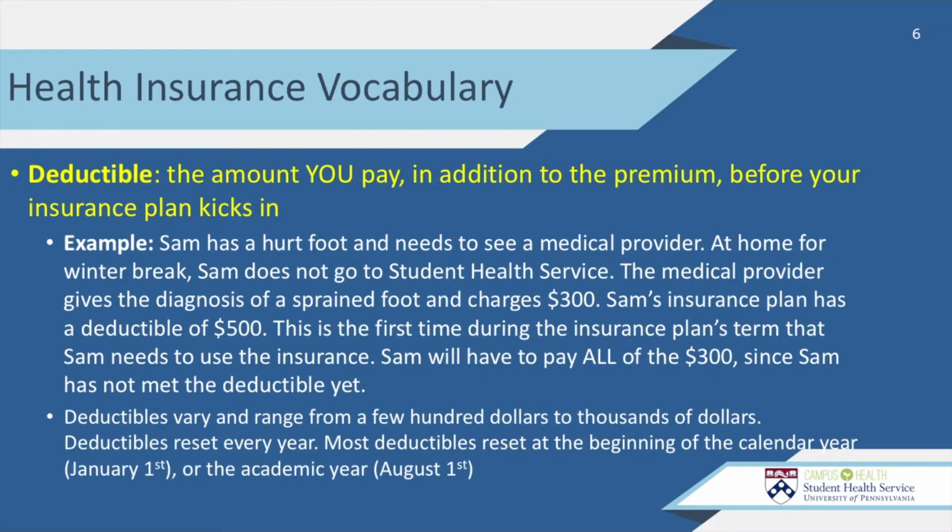To explain, even though Sam has already paid a premium to even have the plan, Sam still needs to pay the $300 bill with their own money because the insurance plan does not start until Sam pays $500 of their own money towards bills. There is an exception to this, which are called preventable health services, which we will go over later.